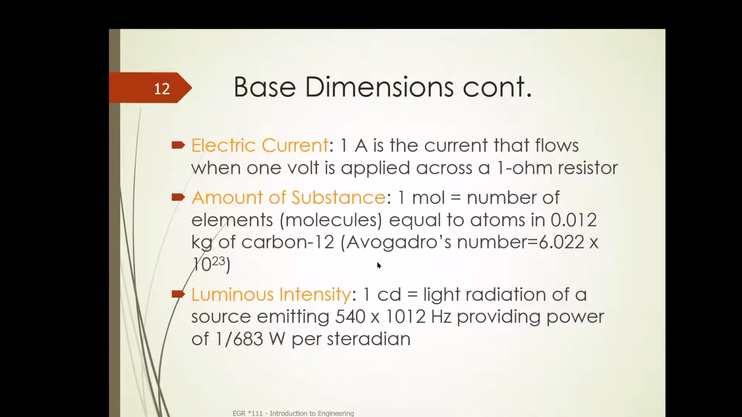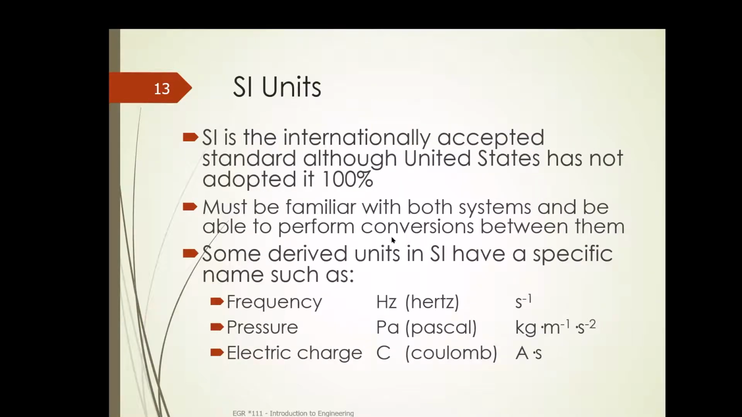Okay, so electric current, right? So this is actually just measuring the amount of electrons that go through a cross-sectional area, right? Okay, that's amount of a substance, and then luminous intensity, right? Okay, so here we go. SI unit system, internationally accepted. We haven't adopted it 100% here yet, so you'll see both still. All right, got to be familiar with both of them.